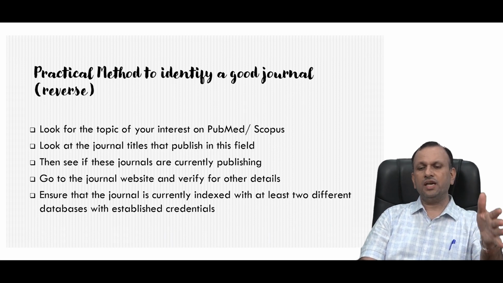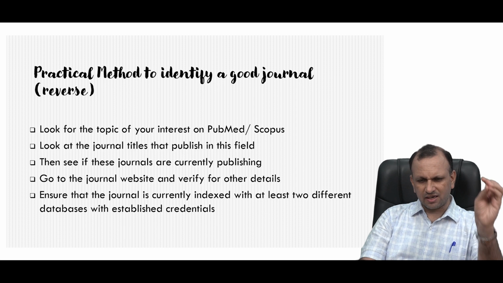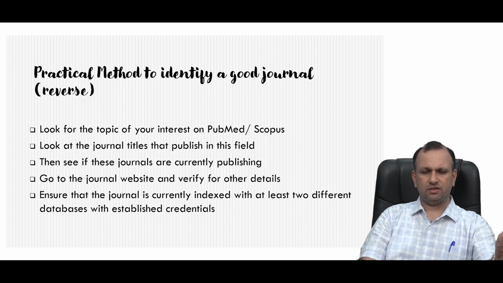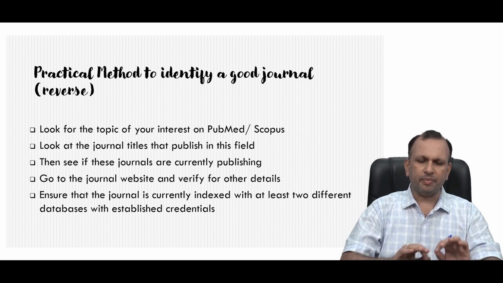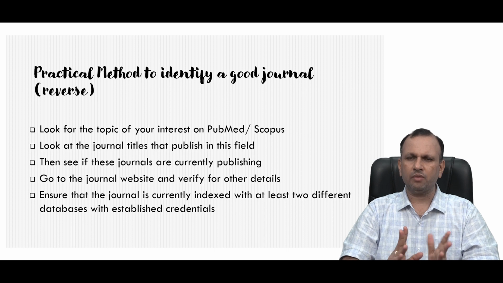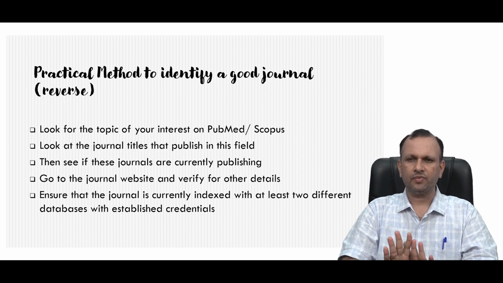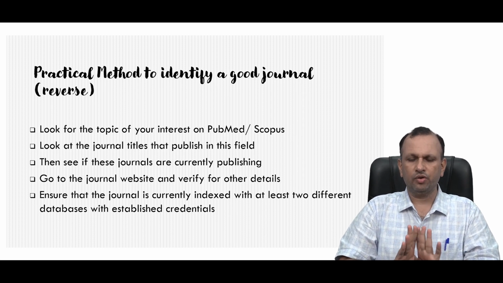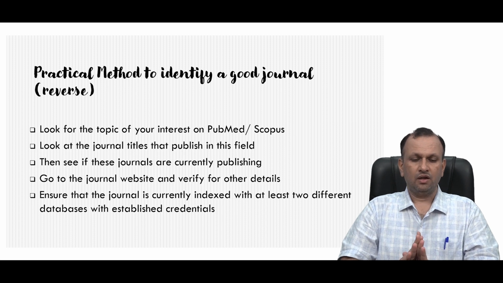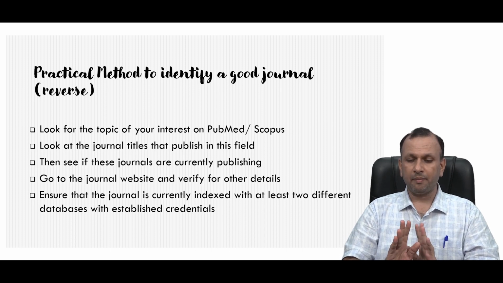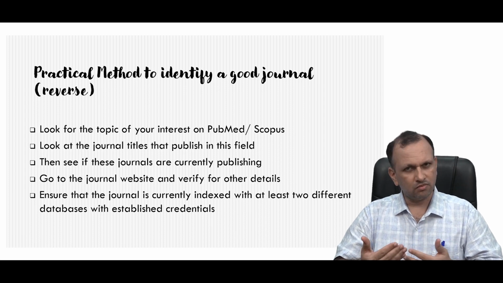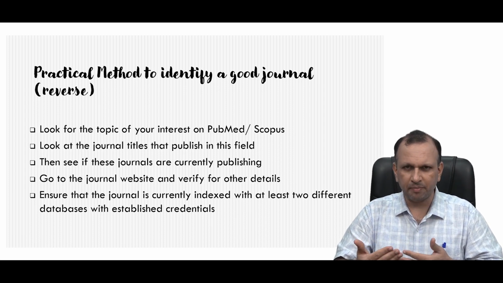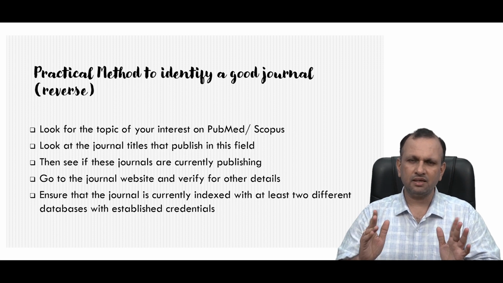Now, a practical method to identify a good journal. So this is the practical method that I would like to suggest. Very, very practical. And this employs a reverse approach. Look for the topic of your interest on PubMed and Scopus, or maybe even Web of Science. And then look at the journal titles that publish in this field. You type maybe your own thesis title or your own paper title or matching keywords.